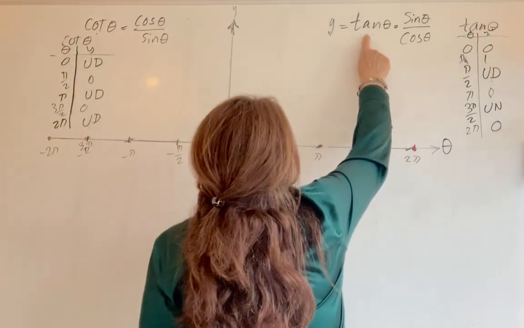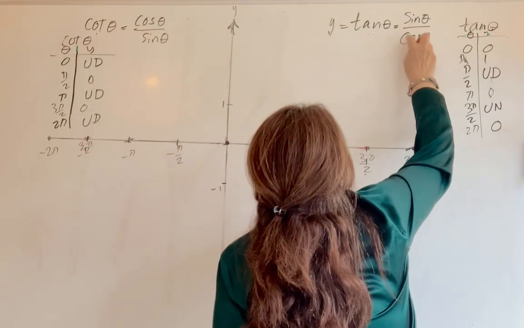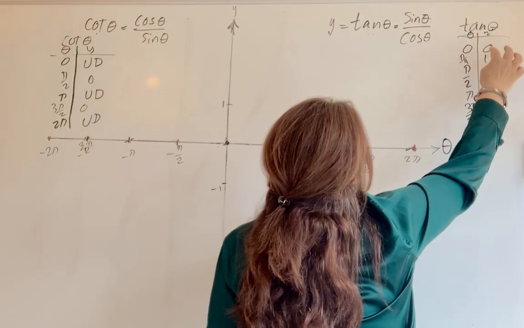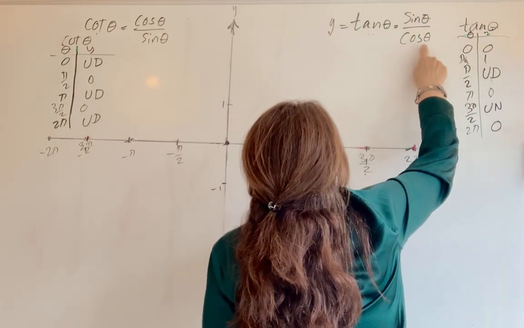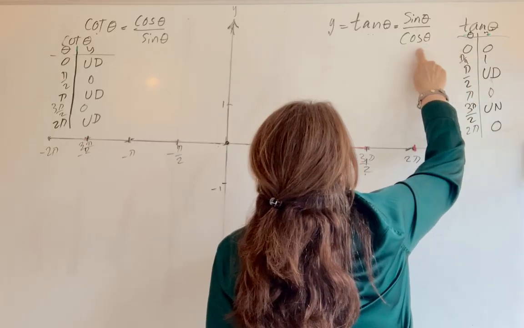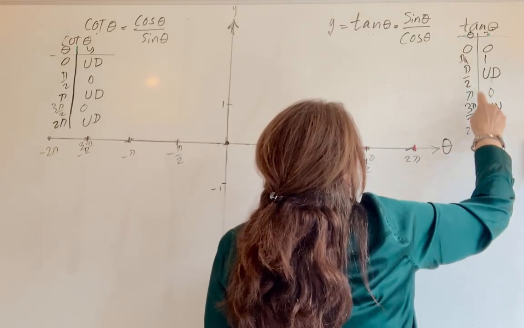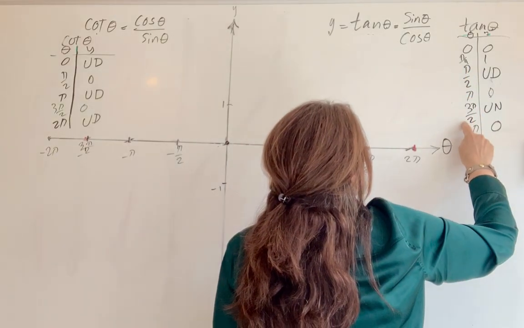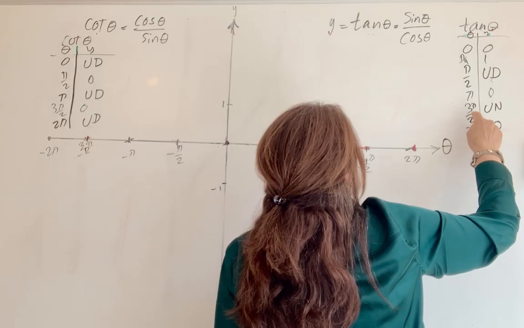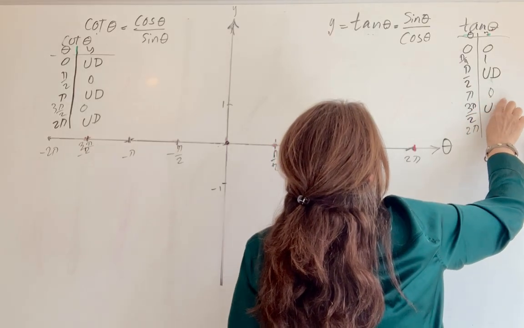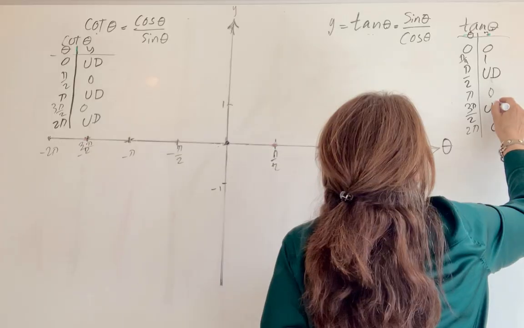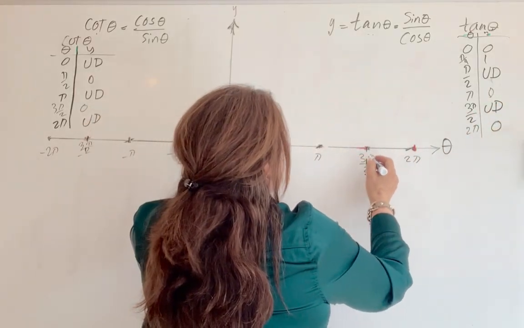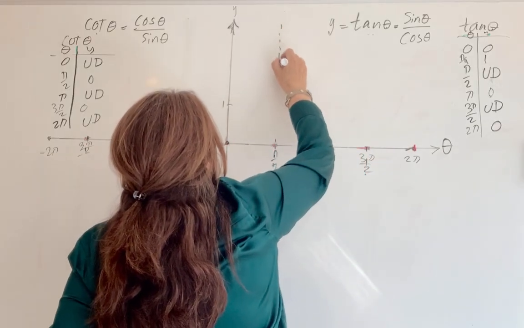You know the tangent of theta is the ratio of sine of theta over cosine. So when the sine of theta is 0, tangent is 0. But when cosine is 0, of course the denominator is 0, so it is undefined. At pi over 2, 90 degrees, and 3 pi over 2, 270 degrees, we have undefined. So at this point and this point we have undefined. Undefined means that we have a vertical asymptote.